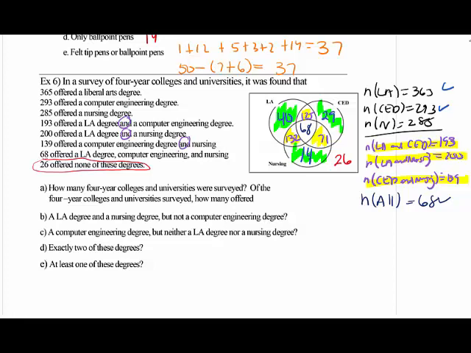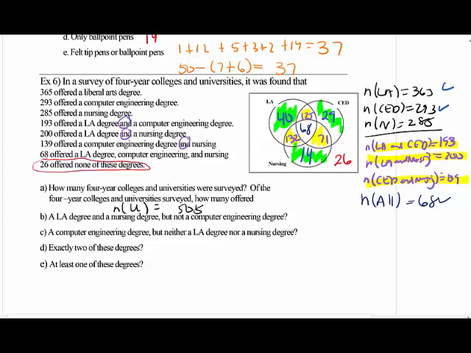So A says, how many four-year colleges and universities were surveyed? That is the universal set. That's what it's asking for in A. What is the cardinality of the universal set? This is one where you have to add up all of the numbers in the box. And we should get the total is 505.